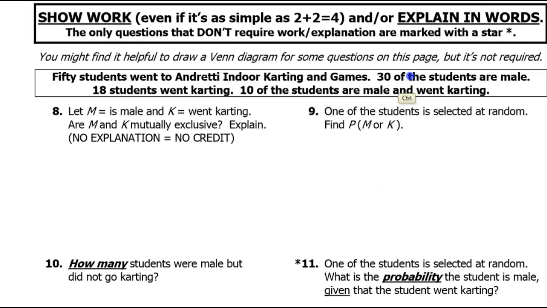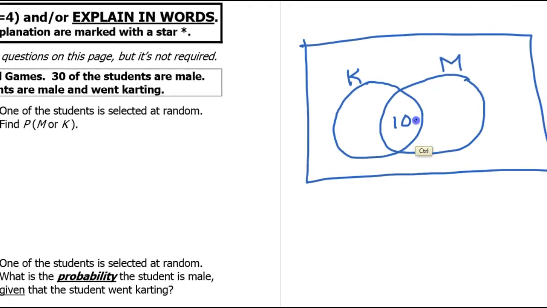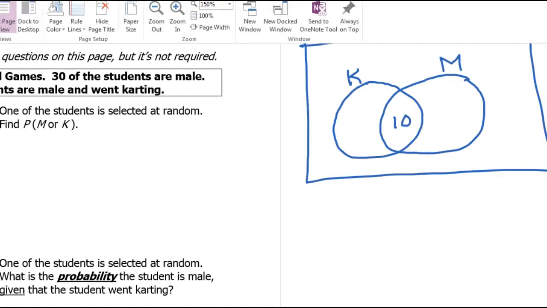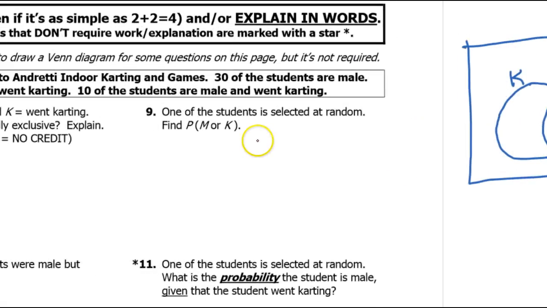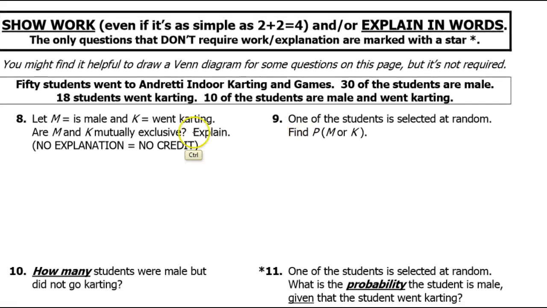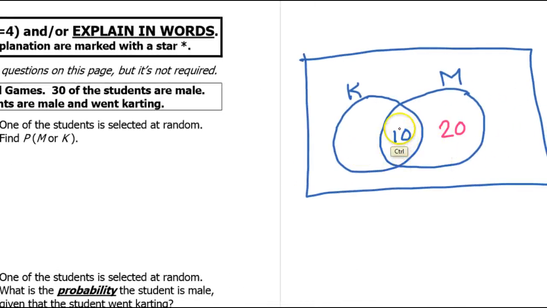30 students are male. So if there are 30 students that are male, but we've already recorded 10 of them in the overlapping part, that leaves 20 for this part. Do not put 30 out here. Similarly, how many students went karting? 18 students went karting. Well, we already have 10 recorded in the overlapping part, so that leaves 8 for this part out here.